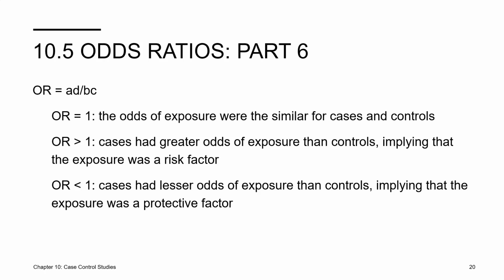And here's that calculation again with interpretation. So you might be thinking, okay, well, what does that mean? If the odds ratio is 1, the odds of the exposure is the same for the cases and for the controls. If the odds ratio is greater than 1, the cases have greater odds of exposure than controls, implying that the exposure is a risk factor. If the odds ratio is less than 1, the cases had less odds of exposure than the controls, implying that the exposure was a protective factor.